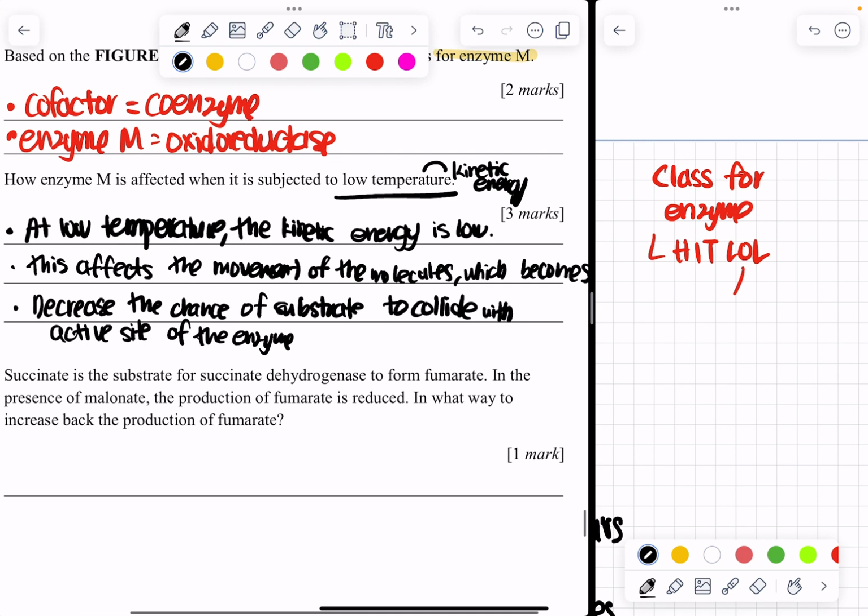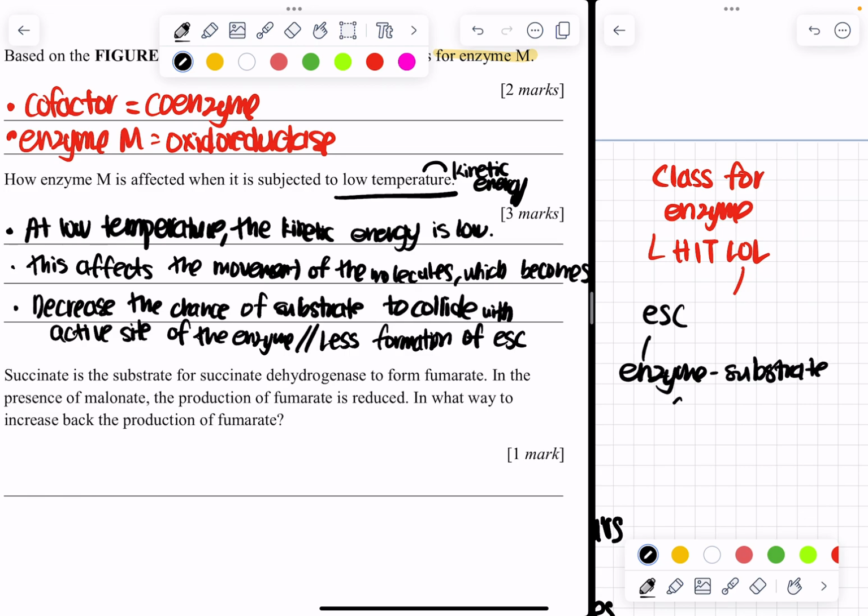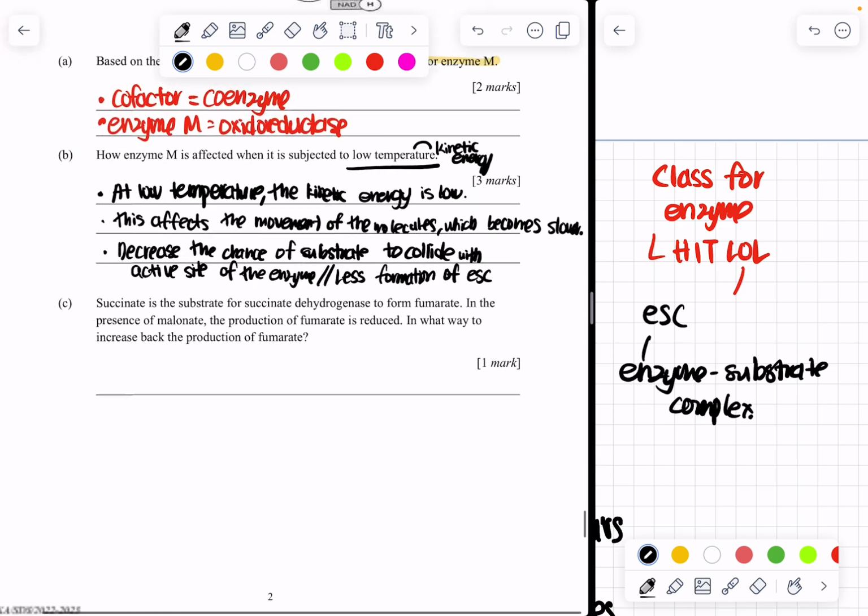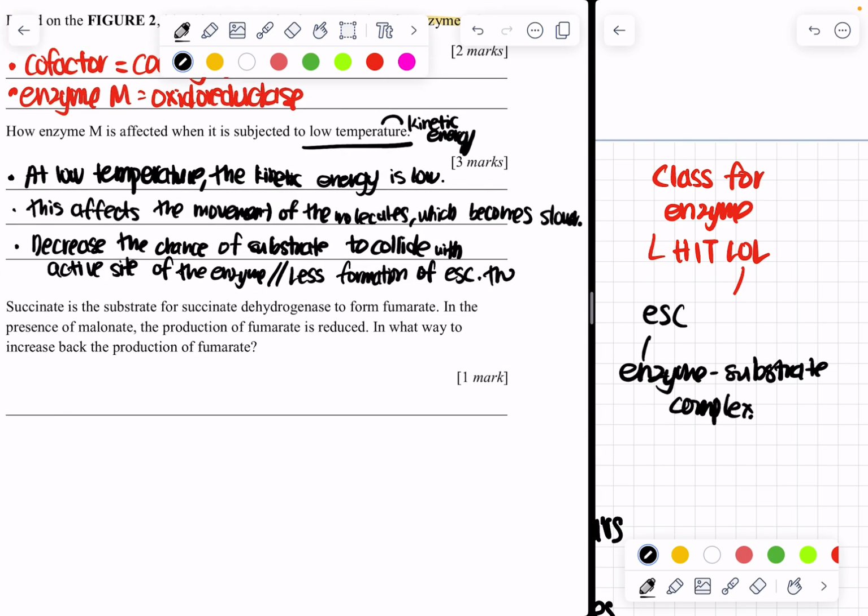What else can you put? You could say or less formation of ES, enzyme substrate complex, right? And of course you have to say the outcome, the effect. What happened? If all of this happen, then the rate of reaction, or you could say the enzymatic reaction, is low.